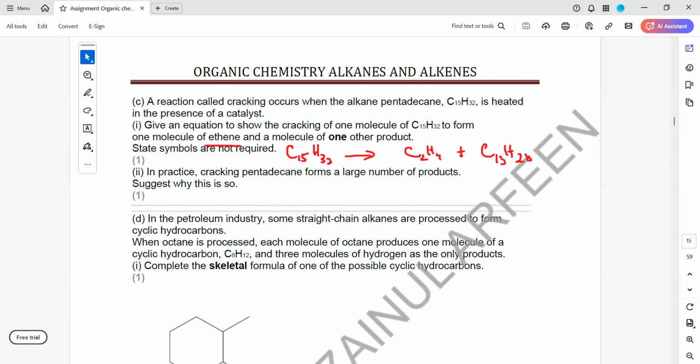What if they said 2 molecules of ethene are produced? Like the same question, they said 2 molecules of ethene are produced. Then what will be the product in that case? Out of 15, if I use 4 here, I'm left with 11, so I will write C11. And out of 32, if I use 8 here, I'm left with 24. So C11H24 will be there. So it depends on the question. They already mentioned it's only one molecule of ethene, so we just use one and then the remaining will be the other product.